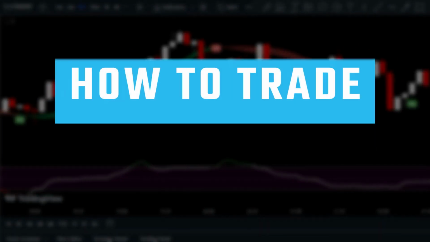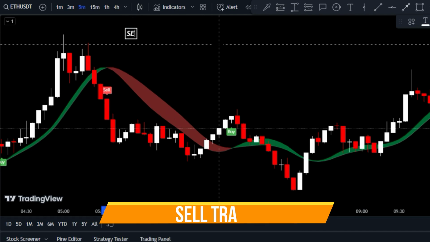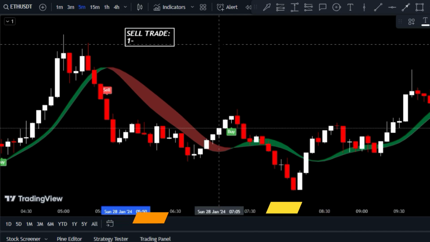And now here's how we trade using these indicators. For initiating a sell trade, the first step is to observe the Whole Trend indicator. Wait for it to give a sell signal. This happens when the Whole Trend line turns red, indicating a potential downward trend in the market.